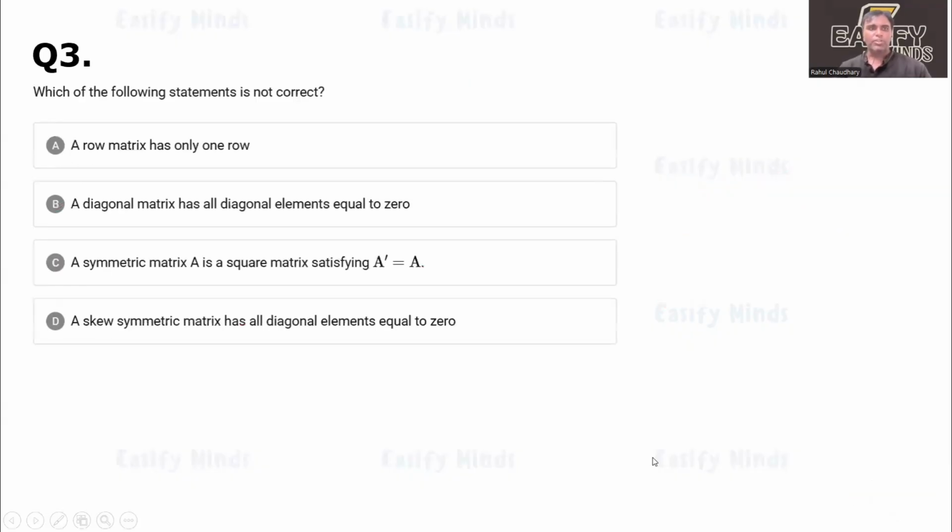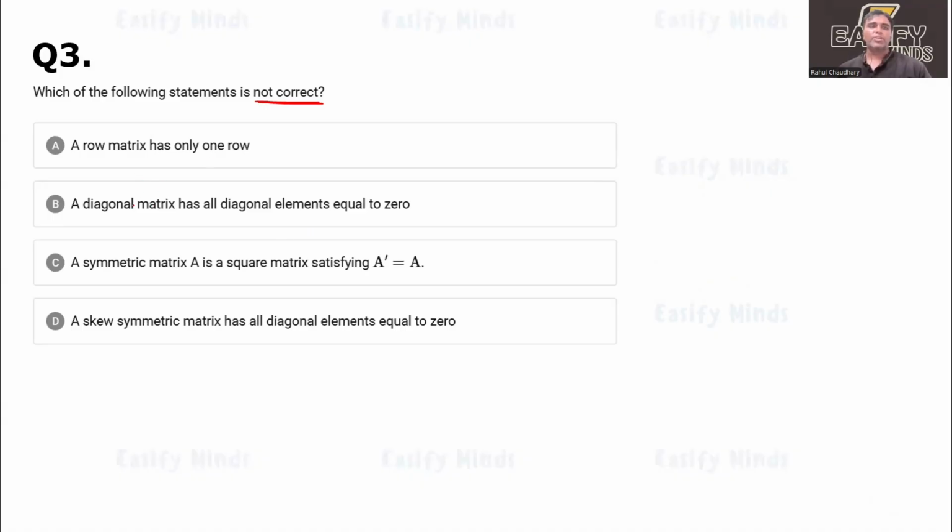Let's move to third one. Which of the following statement is not correct? A row matrix has only one row. Remember what is not correct. Focus here. Many students will get it wrong because they will think that we have to tell what is correct. So the question is what is not correct.